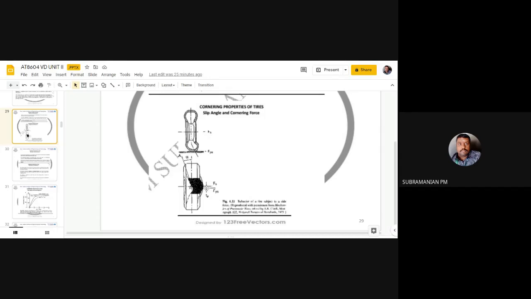And in the sketch, you can see the distance between the side force and the cornering force. This one is a top view. Only in the top view can you see this slip angle, that is, how far it is getting deflected from the vertical. In this sketch, you can see the distance between Fs and Fy alpha. That is a cornering property. There is a cornering force, and it's not collinear. So we are having some distance.